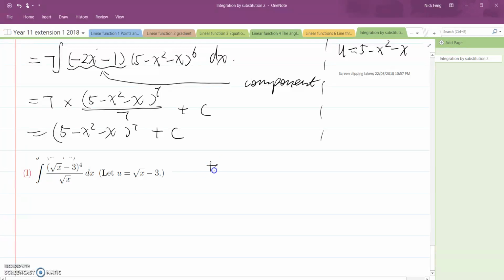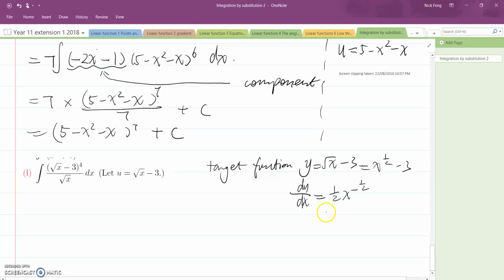So my target function in this case is y equals root x minus 3. And how do I know that? Unfortunately, this is just by experience, because I in fact know the derivative of this function is somehow 1 on root x. Remember, this is x to the power of half minus 3, so that will give you half x to the negative half. And we should actually know this by now. The derivative of root x is 1 on 2 root x. So somehow it's right here. That's the component.